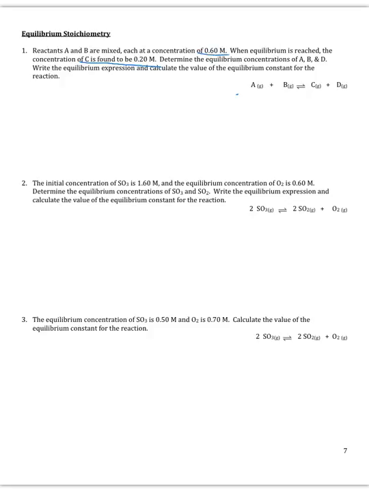We're going to do what's called an ice chart. We use these to find equilibrium concentrations. I stands for initial concentration, C stands for the change in concentration, and E stands for equilibrium concentration. So A and B both start at 0.60 molar. That's the initial concentration for A and B.